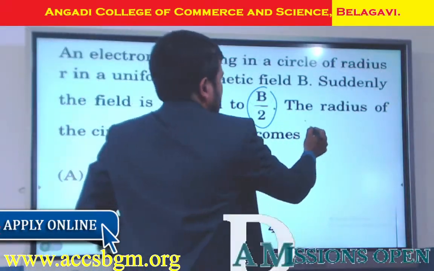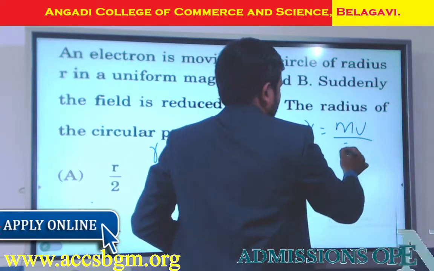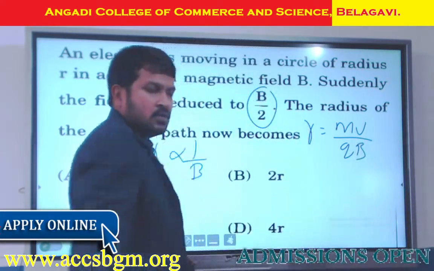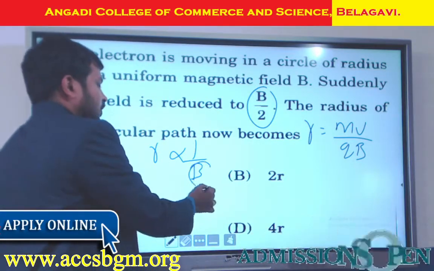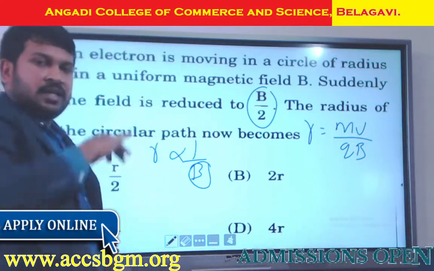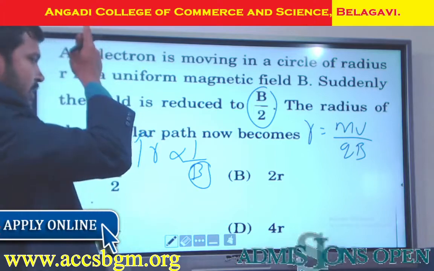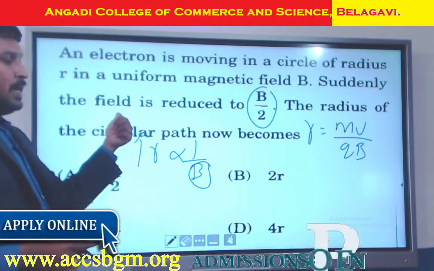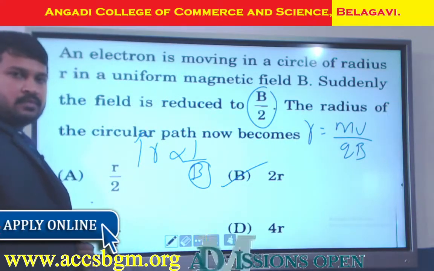This formula, R equals mv divided by qB, we know. These two are inversely proportional. Now, B is reducing, so this one will increase. How many times? Usually it is R, and by reducing B to half we get 2 times, that is 2R.